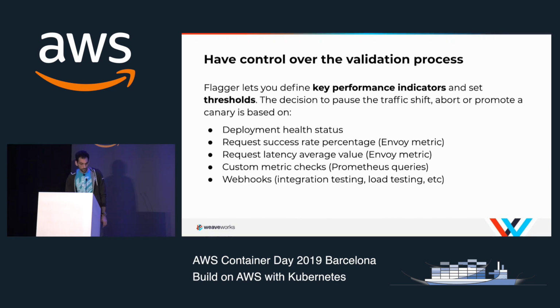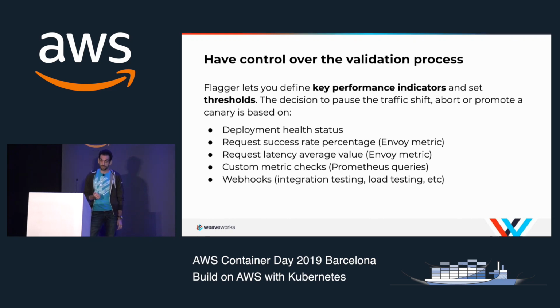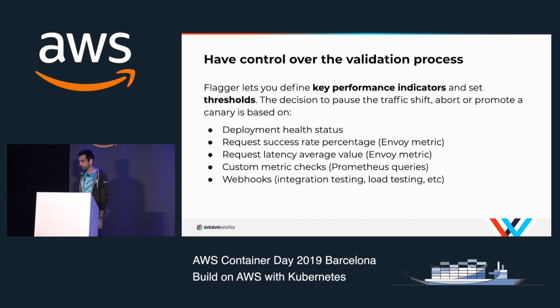Another key performance indicator is the request success rate percentage. That lets you say, if less than 99% of my requests are returning errors, then this is a failed deployment. Or you can impose a threshold on the request latency average. But these two metrics that come with most service meshes are not enough for most workloads. That's why Flagger lets you extend the verification mechanism with custom metrics checks.